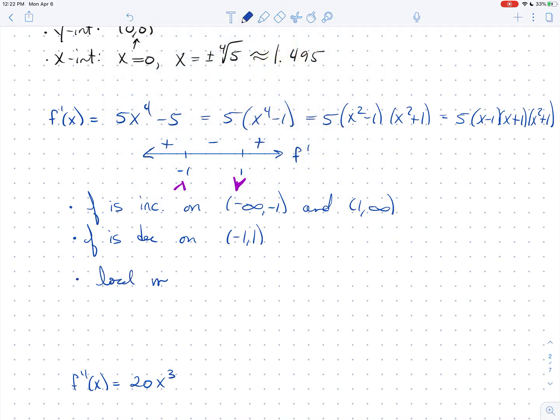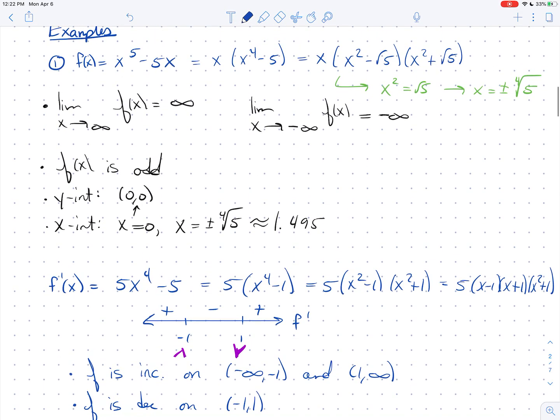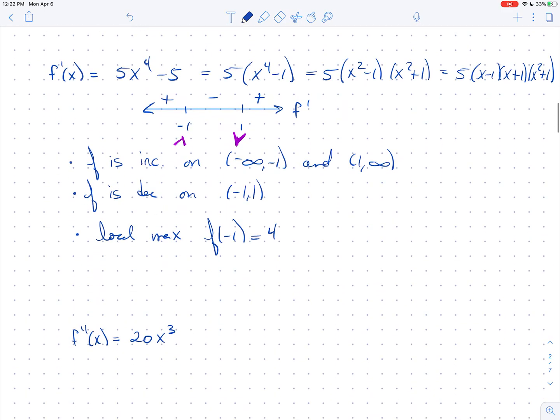So there's a local max of what? f of negative 1 equals 4. I'm plugging into the original function, which is not listed on the screen, but you've got it. There it is, x to the fifth minus 5x. And then I have a local min of f of 1 equals minus 4.